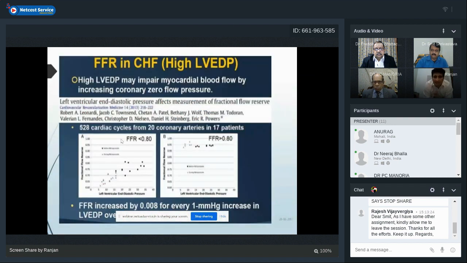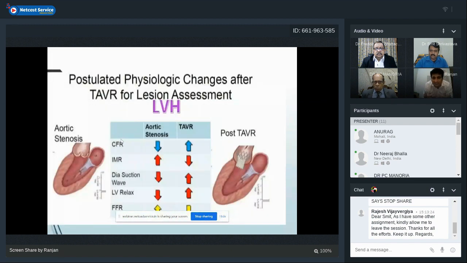I just want to highlight one or two other points, because I've already taken nearly 45 minutes. Beyond this, we could probably discuss, because it will be too much talking. So CHF and AS, LVH, this is just one point. FFR does not behave like common sense sometimes. That's the point I want to make.